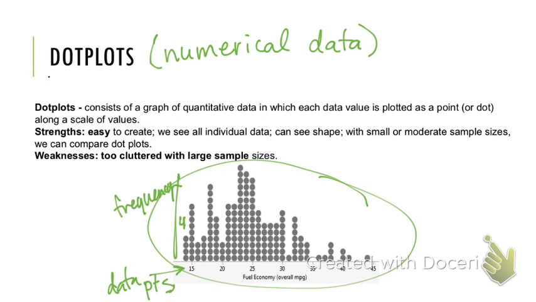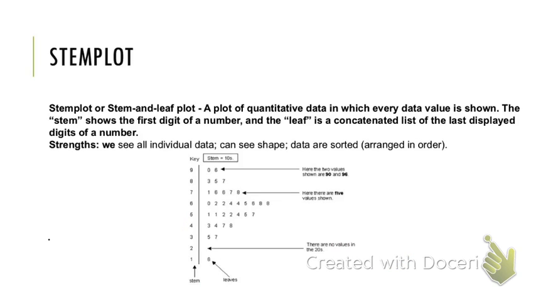Okay, the next one is a stem plot, stem and leaf. This is also for numerical data. So the 3 that we've learned for numerical are histogram, dot plot, and stem and leaf. Those all are for numerical, discrete or continuous.